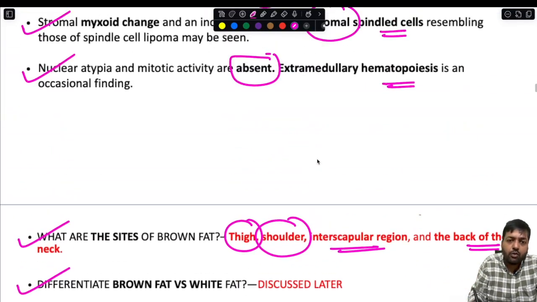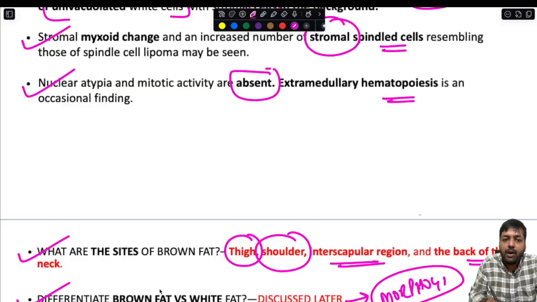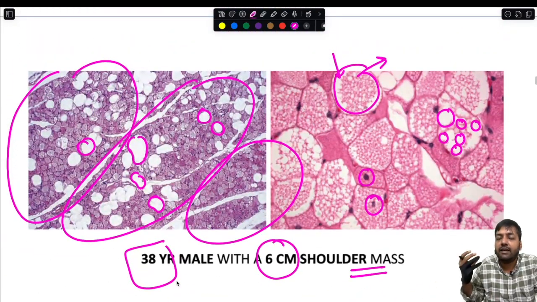As I already told you, one way of differentiating is by morphological evaluation. Morphologically, brown fat cells are polygonal, eosinophilic, granular, with a centrally placed nucleus, and they are multi-vacuolated. Whereas if you look at the white cells, their nucleus is situated at the periphery because it is pushed by the fat to the periphery.